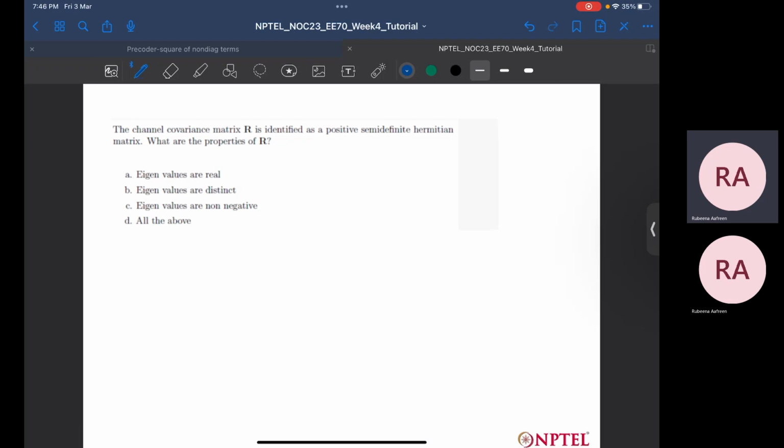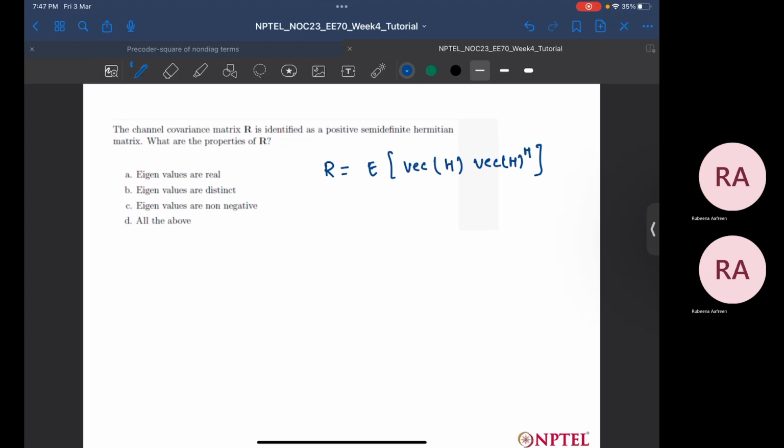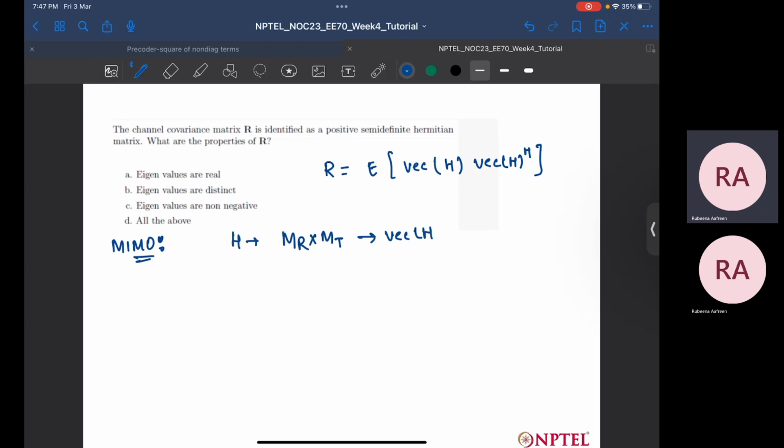Now this is a channel covariance matrix. This R is defined as expectation of vec of H into vec of H Hermitian. We will see what vec of H means. Consider MIMO, so suppose H is MR cross MT. So vec of H will convert this MR cross MT matrix into a vector of MRMT cross 1 size.